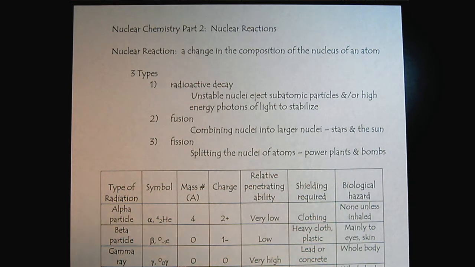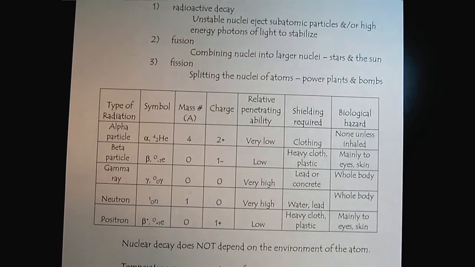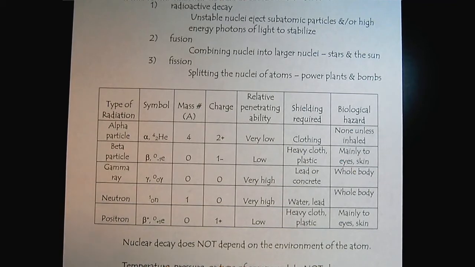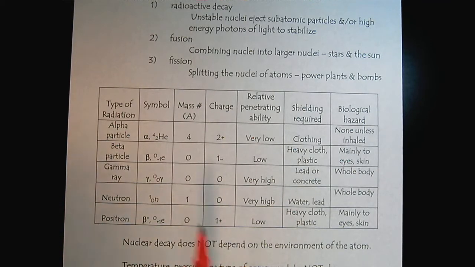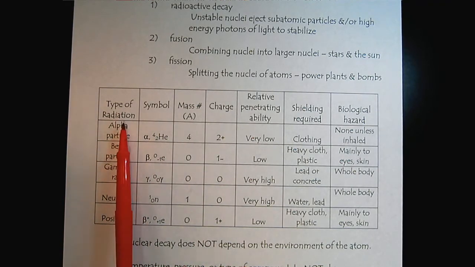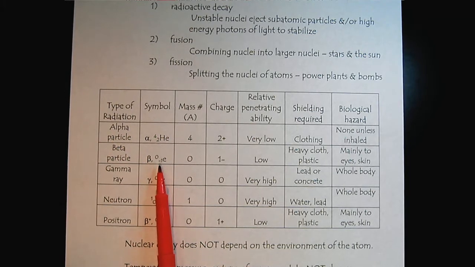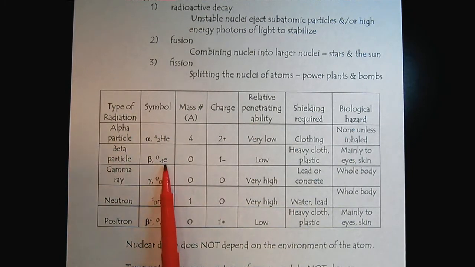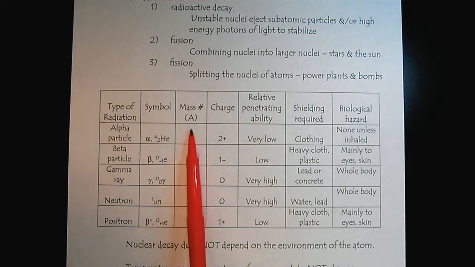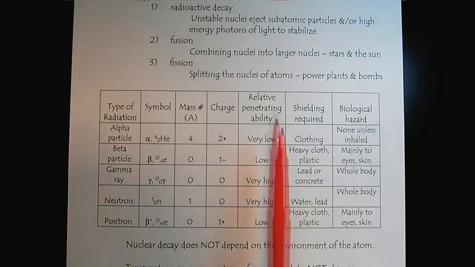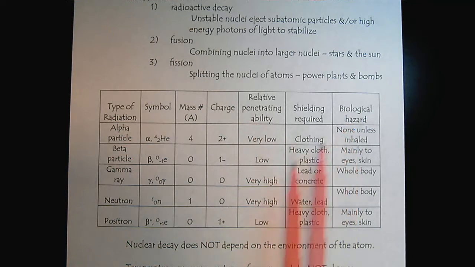Here's a quick recap of what we learned in the first tutorial: the different types of radiation and their symbols. Notice their symbols can be written to show how it impacts the nuclear structure, and there's the mass and the charge, all things to help keep in mind. And now here's some new information.